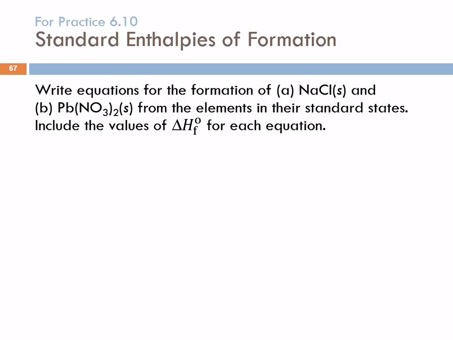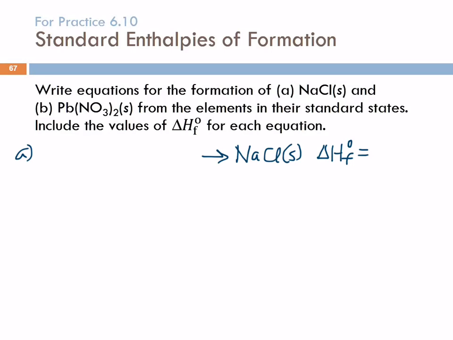Let's do an example, or 2 examples. Write equations for the formation of sodium chloride solid and lead nitrate solid. And in these types of equations, the states are important. So we do need to include our state symbols. So let's do sodium chloride first. So that's A. So I'm trying to make sodium chloride solid, and I need to include the heat of formation.